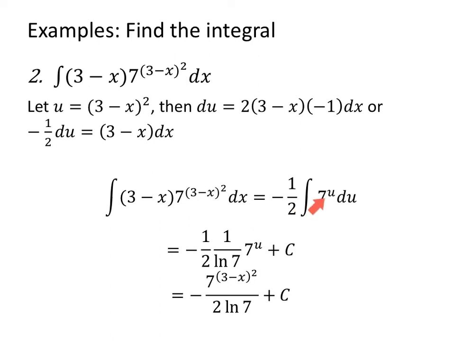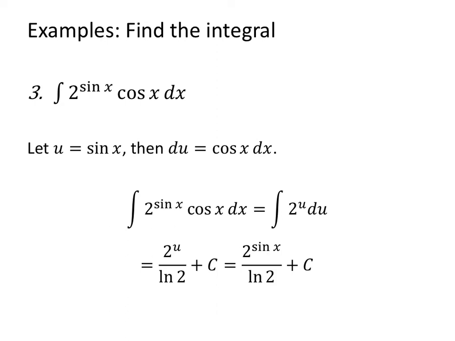7 to the u. Well, that's easy. That's a negative 1/2 times 1 over the natural log of 7 times 7 to the u plus c. And then we'll reverse our substitution. Minus 7 to the (3 minus x) all squared, all over 2 natural log of 7 plus c. If you want to write them next to each other rather than all in a compact single quotient, that's fine. But sometimes it's nice to have it in this form as well.